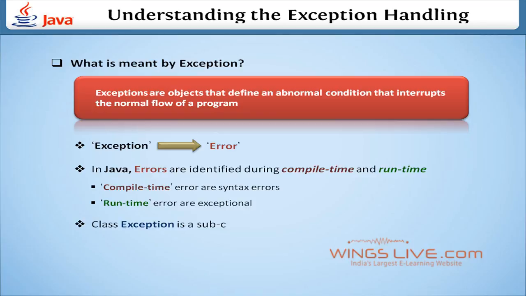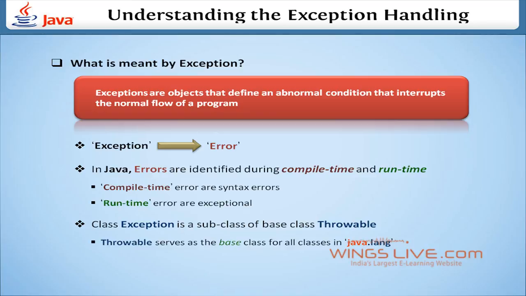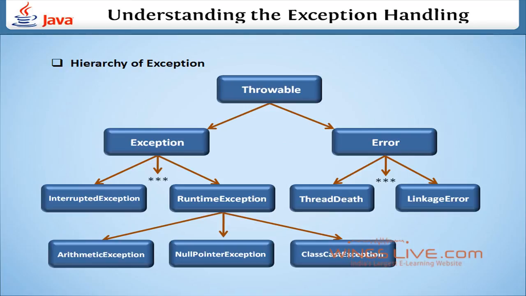Class Exception is derived from the base class Throwable. Throwable serves as the base class for a whole family of classes, declared in java.lang. Let's see a hierarchy to know how exception is derived.